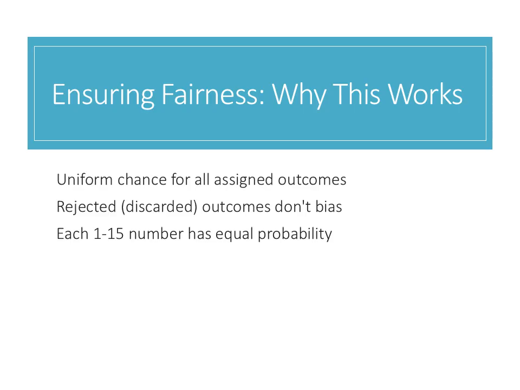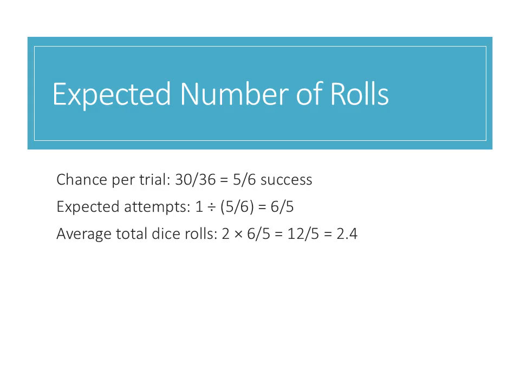Whenever the process does deliver a number from 1 to 15, each has exactly 2 corresponding pairs out of the 36, and no number is favored. The process of discarding and re-rolling when an unassigned outcome appears means that, over time, each outcome 1 to 15 will come up with precisely equal likelihood. This approach is called rejection sampling, and it's a standard statistical technique.